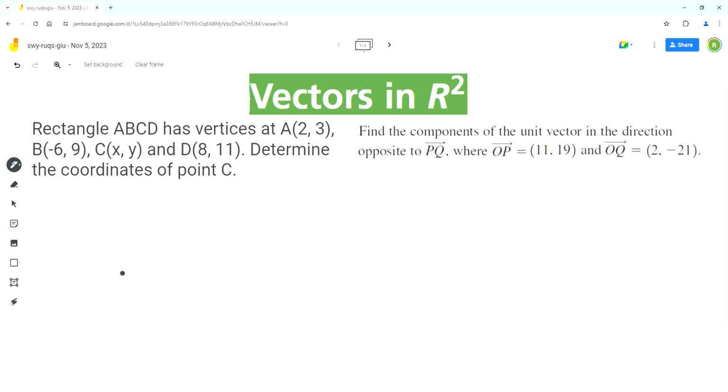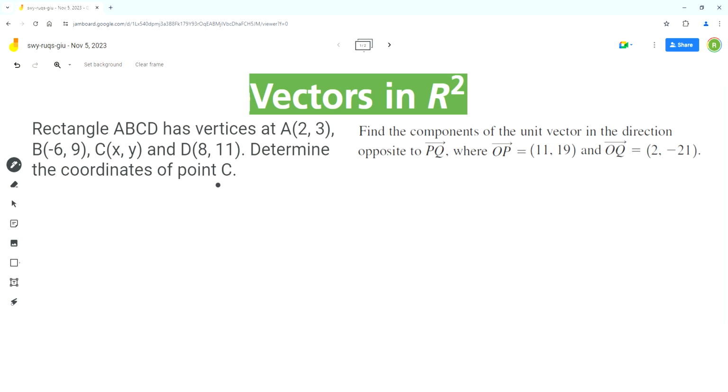So in this video, we'll solve these two problems using the concepts of vectors in R2. So let's start with the first problem. Rectangle ABCD has vertices at A, B, C and D. Determine the coordinates of point C.